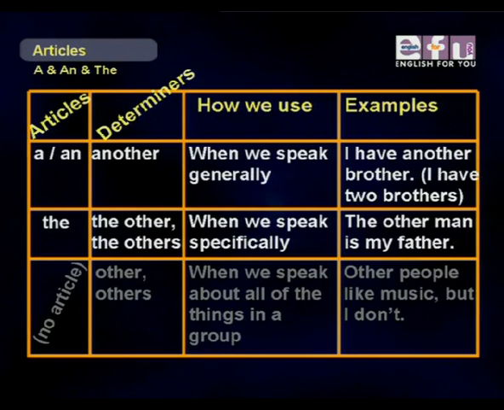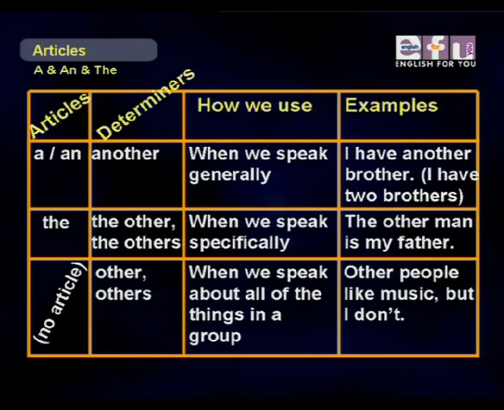And our article the. We can also say the other or the others when we speak specifically about another group. So the other man is my father. Here's one man, there are two men, here's one man, and the other one is my father. Or we have no article, so the determiner would be other or others when we speak about all of the things in a group. Other people like music, but I don't.